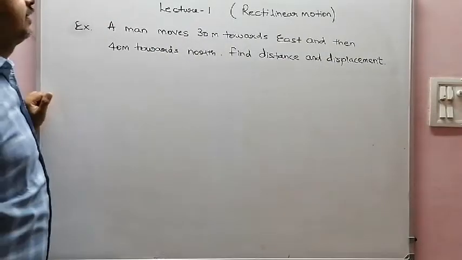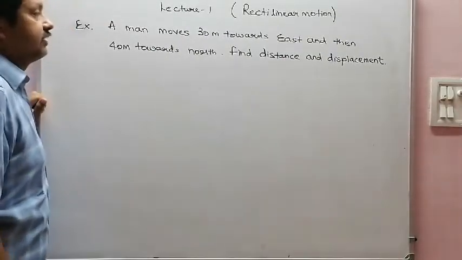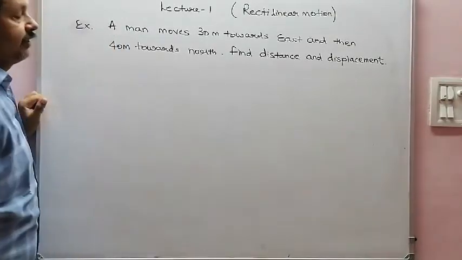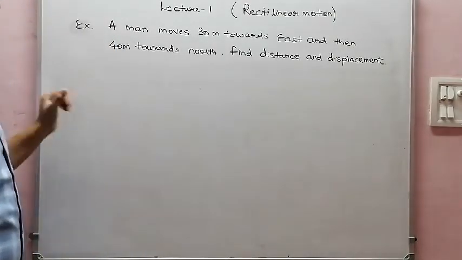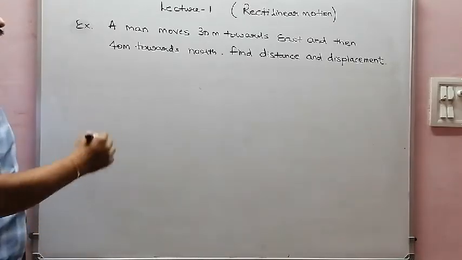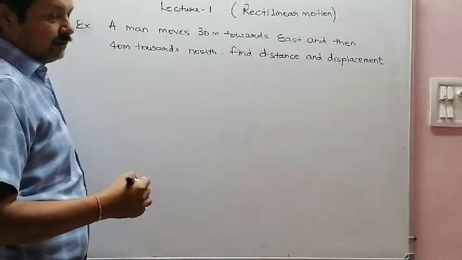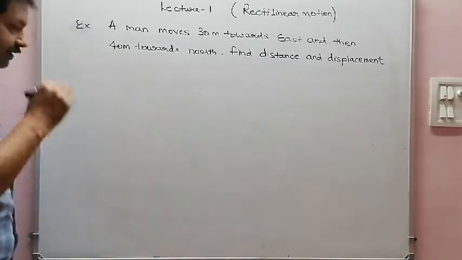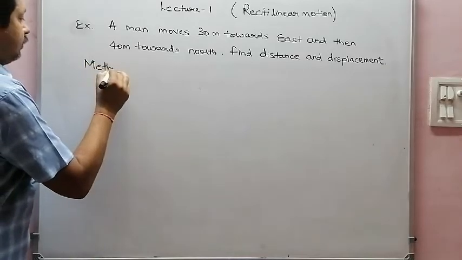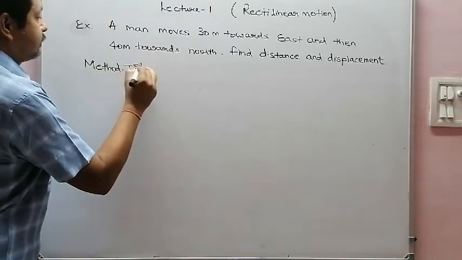So we start with examples of distance and displacement. Suppose there is a question. A man moves 30 meters towards east and then 40 meters towards north. Find distance and displacement. We will solve this question by two methods. First, we will discuss method first.